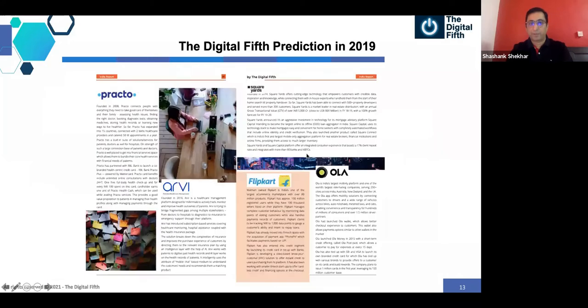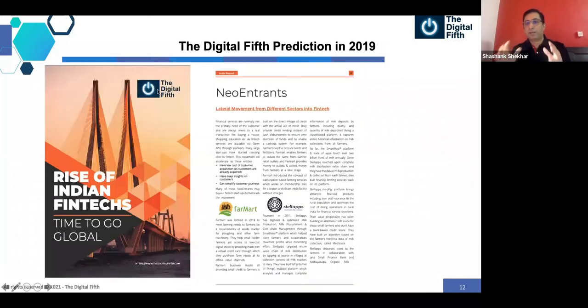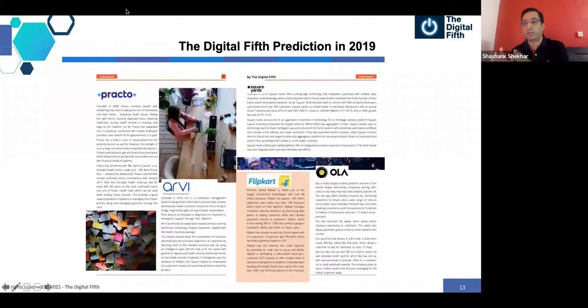Just give me a second. Yeah. In 2019 itself, in our annual report, we covered in a very detailed story that the world has already started moving to embedded finance.